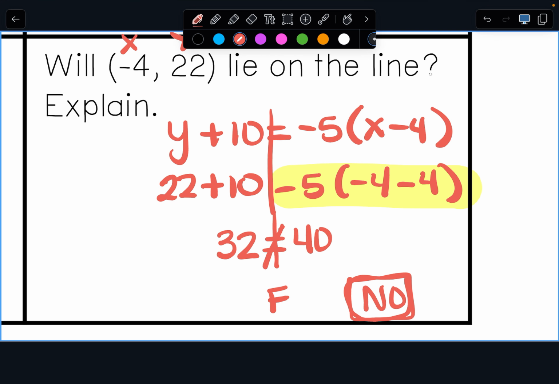It's going to multiply the negative 5 times the negative 4 first before subtracting, instead of taking care of the parentheses first. So make sure you do use the parentheses. That's a good thing to point out. All right, flip it over to the back.